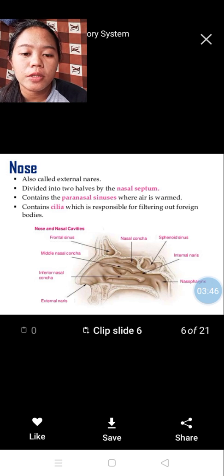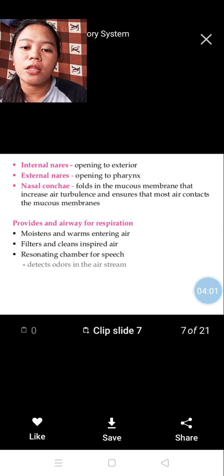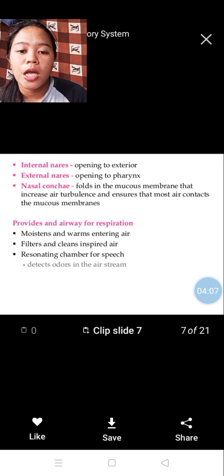We have here the frontal sinus, nasal concha, sphenoid sinus, internal nares, nasopharynx, middle nasal concha, inferior nasal concha, and external nares. When we say internal nares, it is the opening to exterior. And we have here the external nares. When we say external nares, it is opening to pharynx.